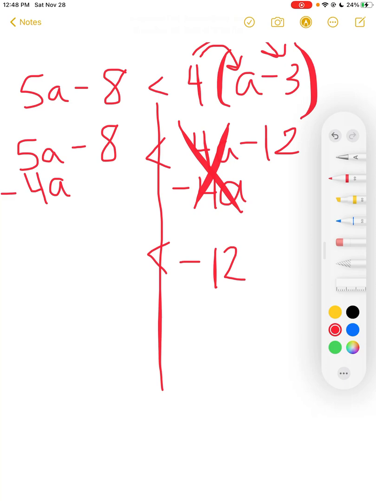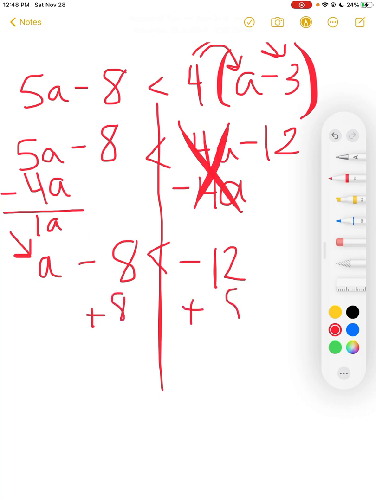1a is what I get when I take 5a minus 4a, and 1a is the same thing as a. And then we can subtract that 8. So now I've got all my variables over here. Let's get rid of this negative 8, the constant, and take it to the other side. It's a negative 8 right now, so to move it to the other side, we're going to add 8. That leaves us with a is less than negative 4.